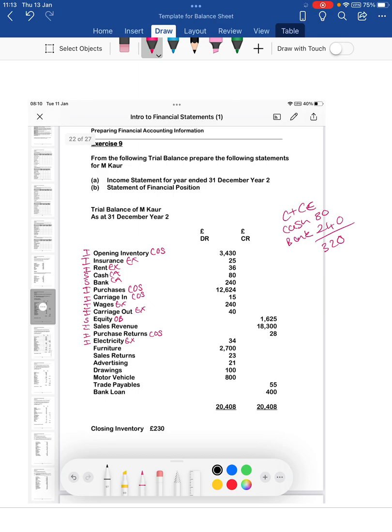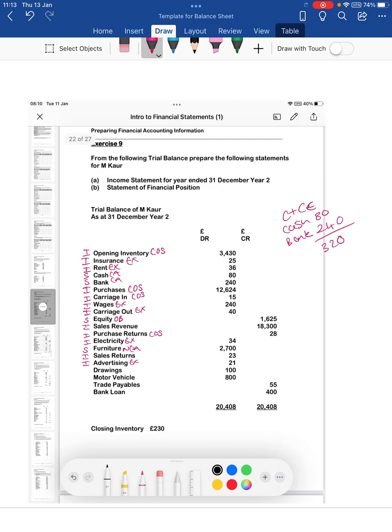We have our furniture, so these are things that we own and we expect it to last a long time, making it a non-current asset, which puts it into the statement of financial position. We have our sales returns, which are what we take away from our sales revenue. We know that our sales revenue is in our income statement, therefore it's an I. We have our advertising, which again is an expense, goes into our income statement.